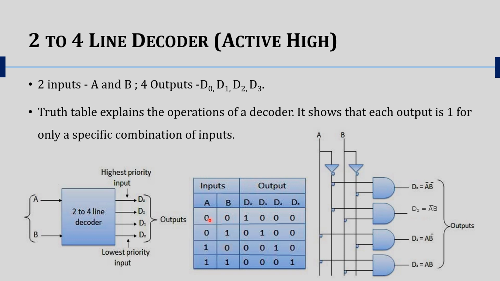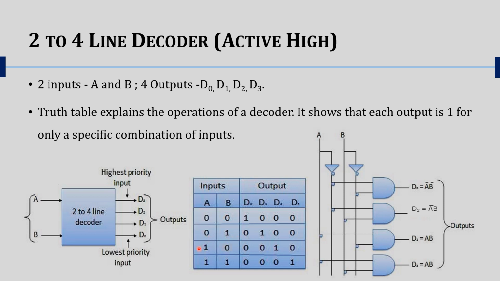That is, the corresponding equation for D0 is A bar B bar. So we are taking an AND gate to implement that A bar B bar. Using two inverters and an AND gate, we can implement D0 as A bar B bar. Now for the output D1, the combination is 0 1, so the corresponding min term is A bar B.